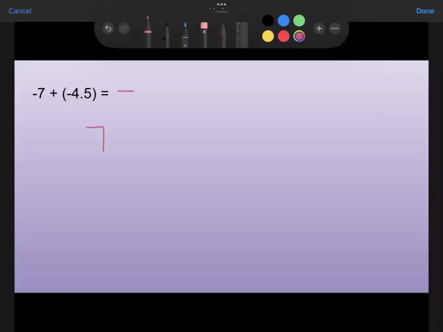So let's add 7 plus 4.5. Now 7 doesn't have a decimal, so I'm going to go ahead and add it to the end. And maybe I want to put a 0 here just to have everything lined up and filled in. I'm going to put a decimal down here for that answer. 0 plus 5 is 5, and 7 plus 4 is 11. So this answer should be negative 11.5.